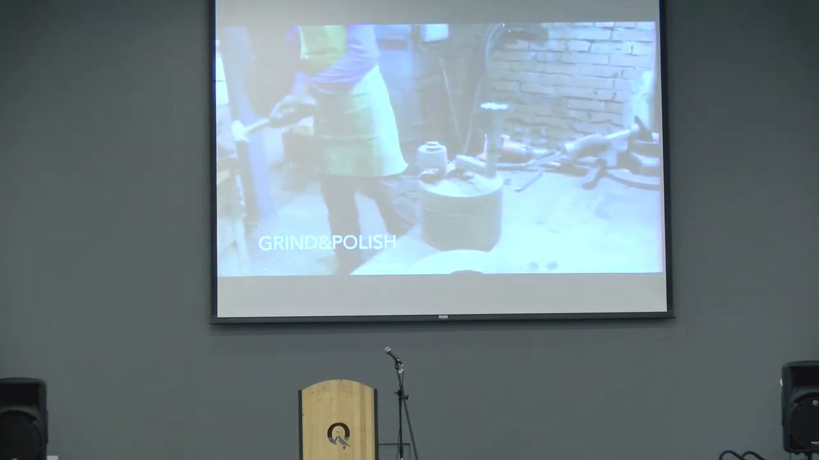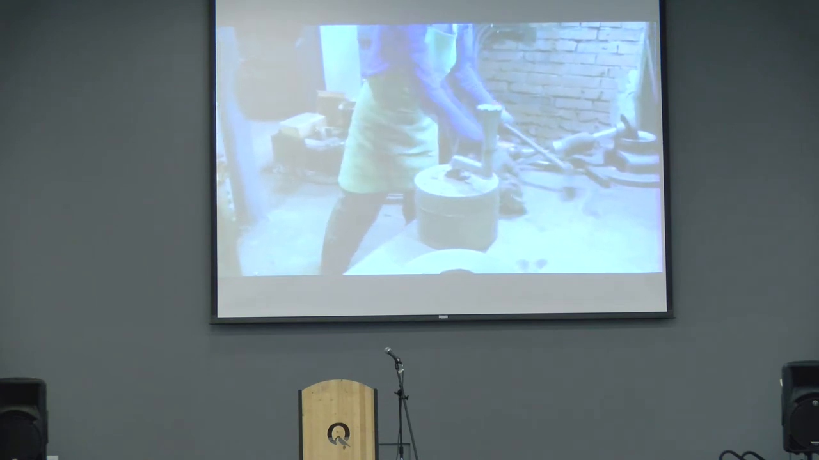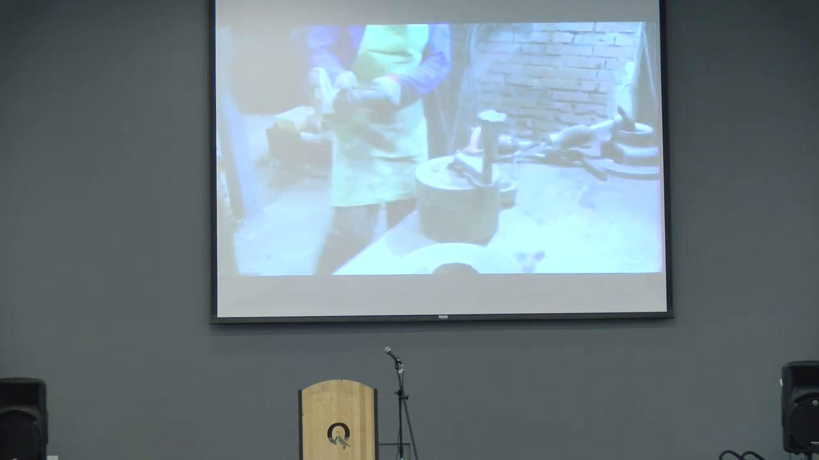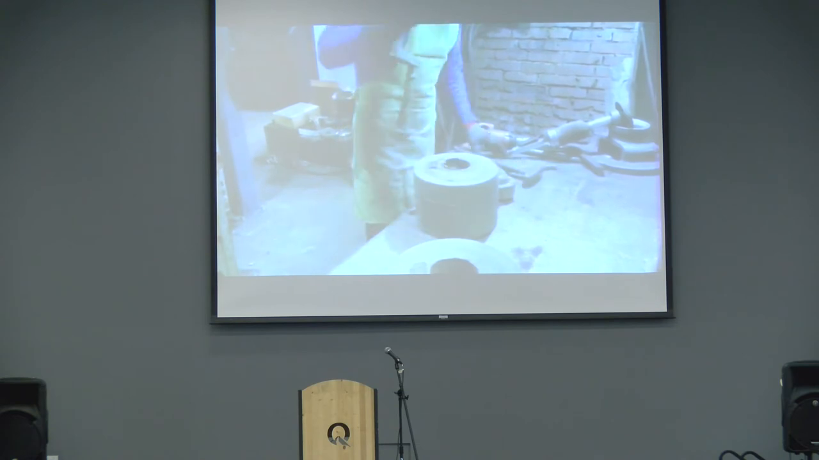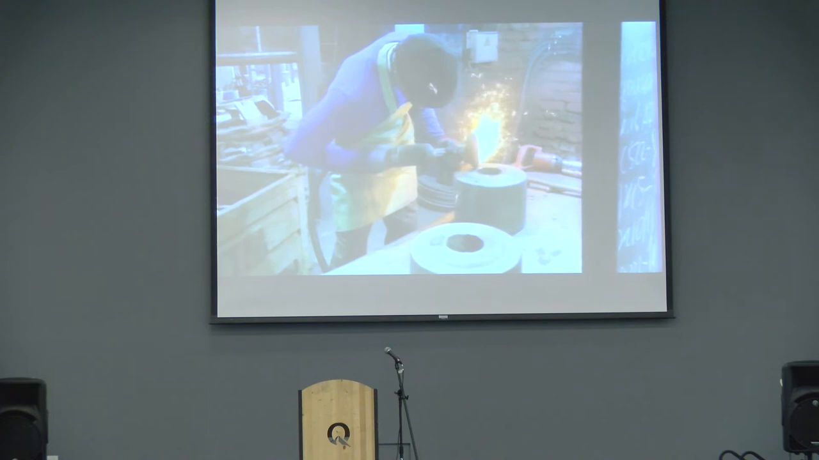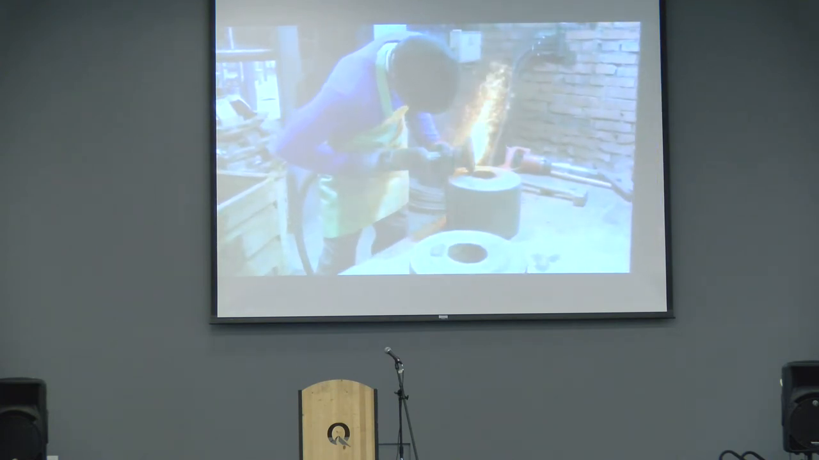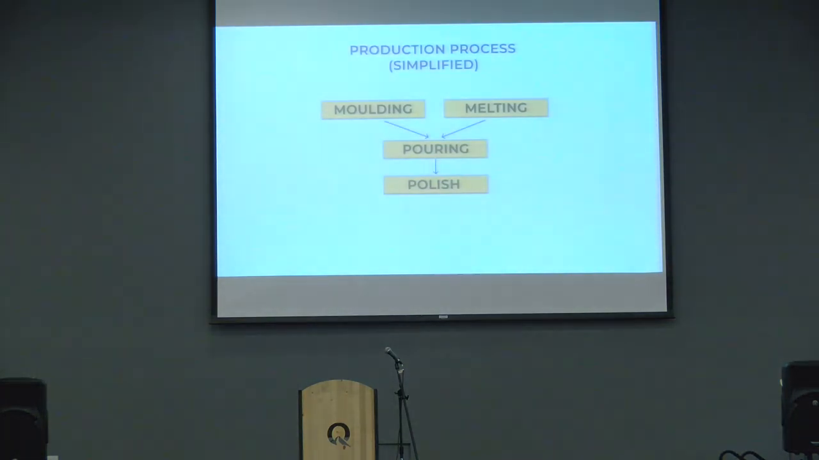The next stage is grind and polish. The workers get rid of the excess metal and polish the product to ensure that it looks good for use. This is the final stage in production where a lot of defects are noticed and the products are sorted whether to be shipped or become scrap metal that can later on be used in the melts. From the videos we saw, we can look at four stages of production line that I used in my analysis: molding, melting, pouring, and polish.